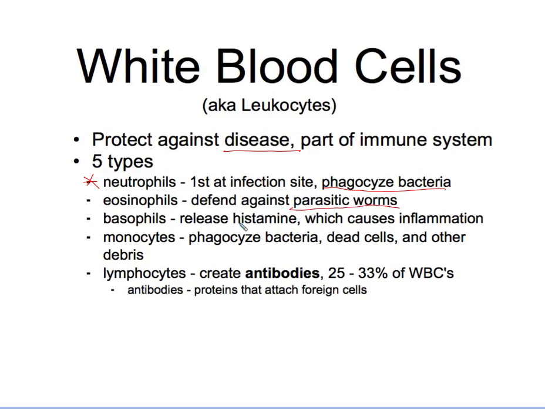Your basophils release histamine. This leads to inflammation, which is when all your nutrients come rushing to the site of injury. This is why you take antihistamines, such as ibuprofen and Tylenol, to reduce swelling. We have monocytes, which phagocytize bacteria. They also break down dead cells and other debris. And then your lymphocytes create antibodies. 25 to 33% of your white blood cells are lymphocytes, which create antibodies, proteins that attach to foreign cells and mark them for disposal.